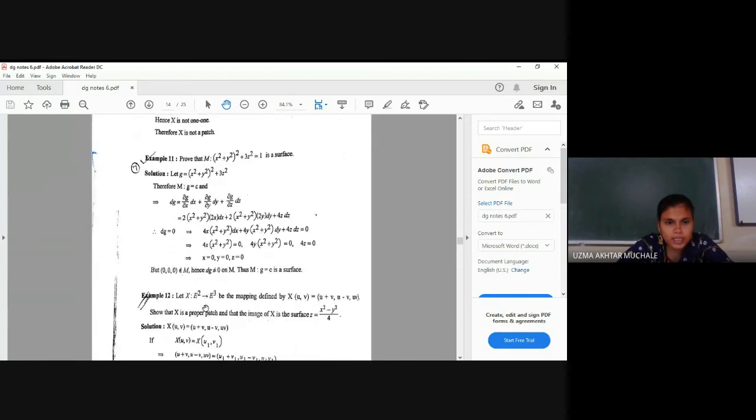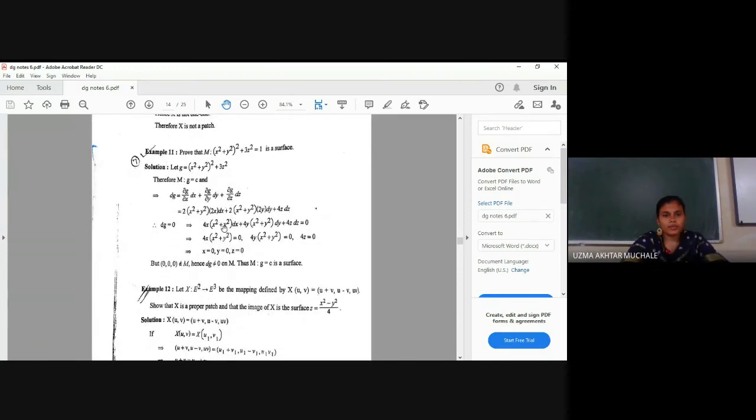Now on the screen we can see that we have to show that the given object M is a surface. What is the geometric object given to us? x square plus y square plus 3z square is equal to 1. Now, without knowing what the object actually is, you can say whether it is a surface or not. This is the power of this method, that is how to find out whether the given object is a surface or not.